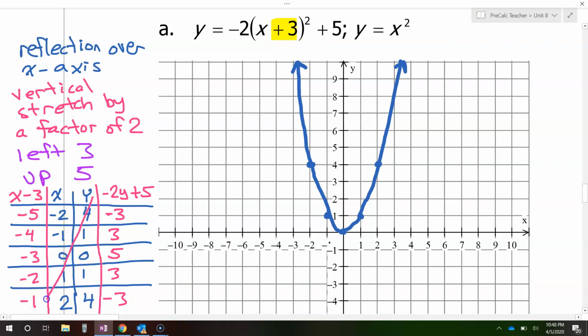Now that we have our brand new x and y values, I can forget about the old ones and graph these. So -5, -3 is right here. -4, 3 is going to be here. -3, 5 is right here. -2, 3. And -1, -3. You can see that we have this upside down parabola shape happening.